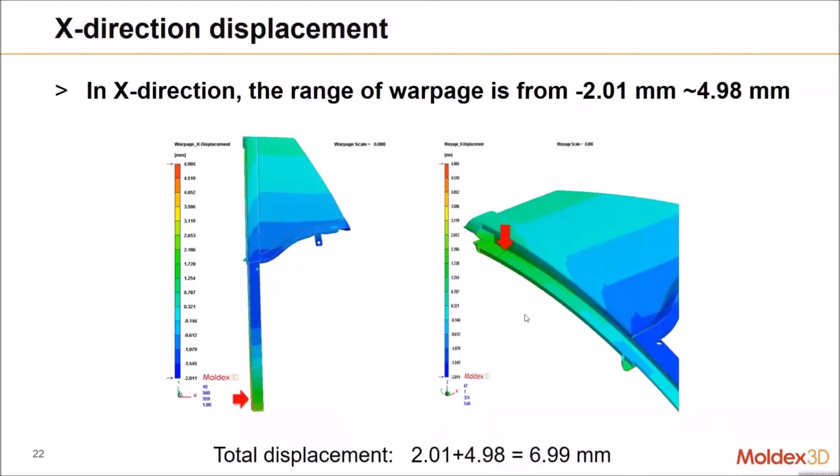Okay, so these are the results for the X direction displacement before the optimization. Along the X direction, the range of the warpage is from -2 millimeter to 5 millimeter. Here is some animation. We can see the total displacement is almost 7 millimeter. It's a very serious problem for our customer.